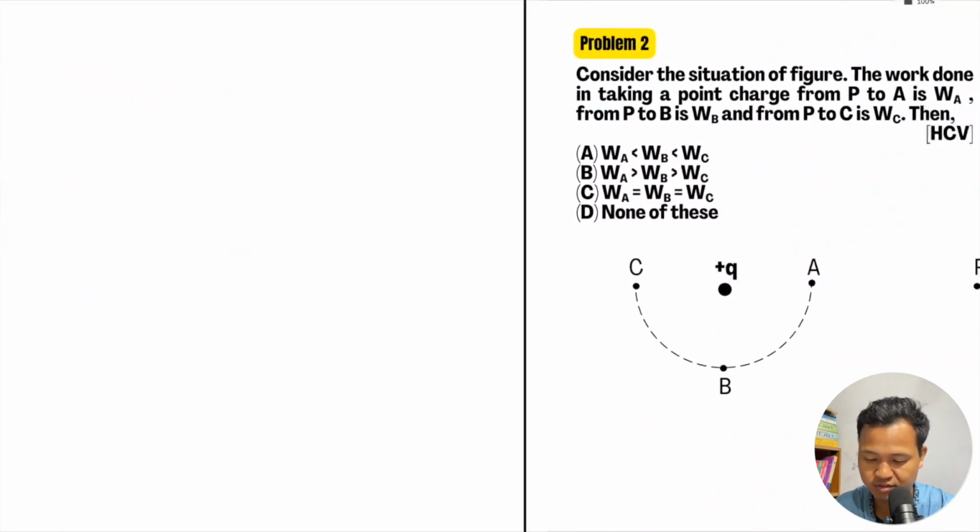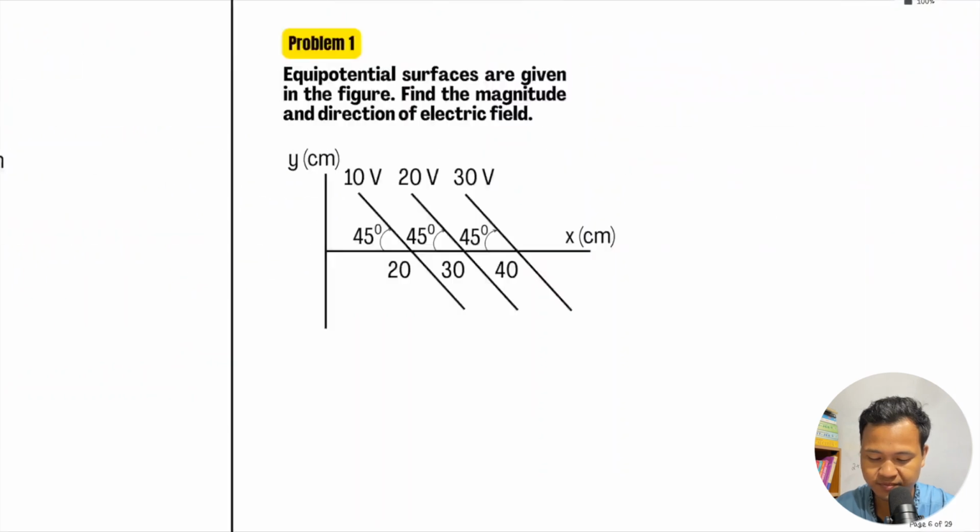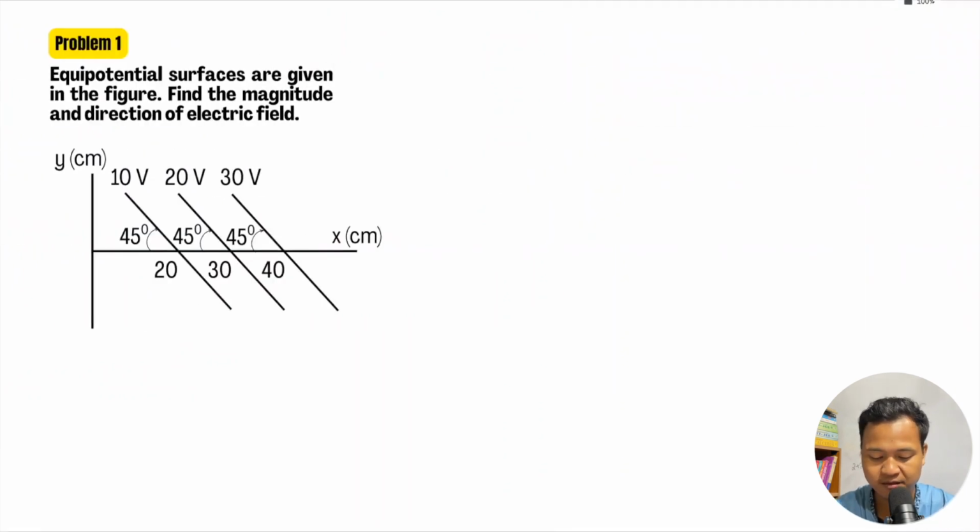Question time. First question. Equipotential surfaces are given in the figure. It's like if you have equipotential surfaces of 10 volt, 20 volt, and 30 volt. Find the magnitude and direction of the electric field. Let's try to draw the electric field line here.